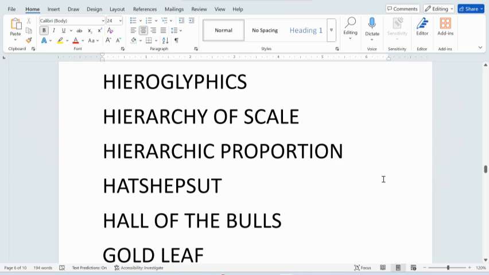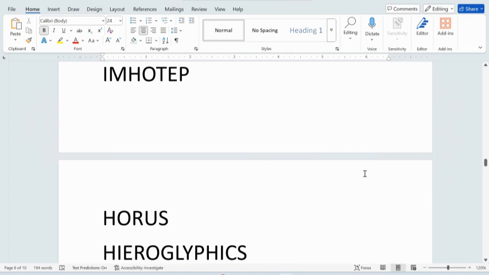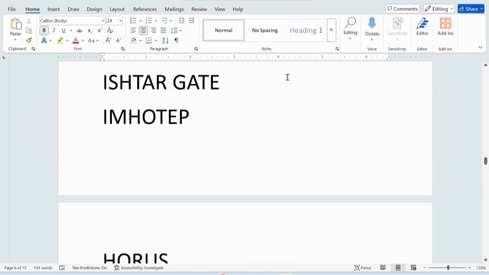Hieroglyphics, I never defined hieroglyphics in class, but we should all know what they are. They're the language of the Egyptians. It's in all the artworks. I want you to know what the deal is with Horus. Why is he important? The name Imhotep pops up on the test. Know who he is. All right, and then the Ishtar Gate, I want you to know the style.